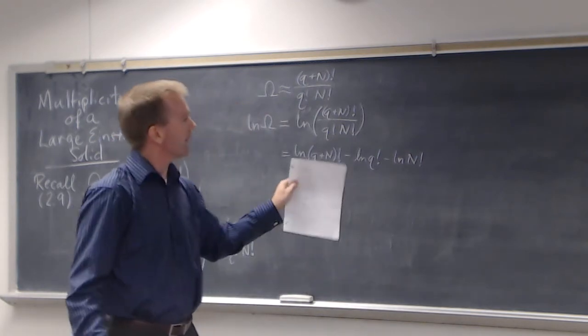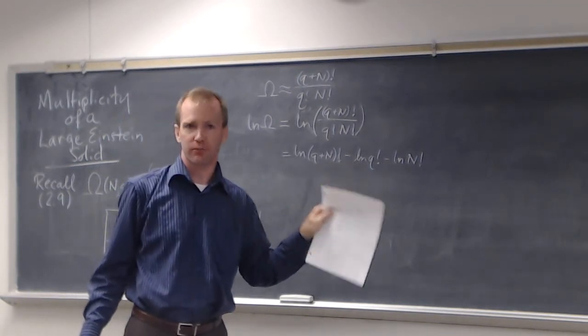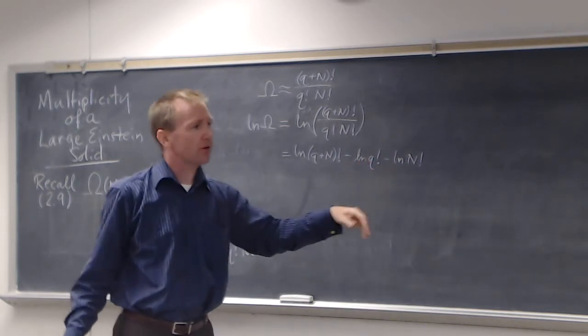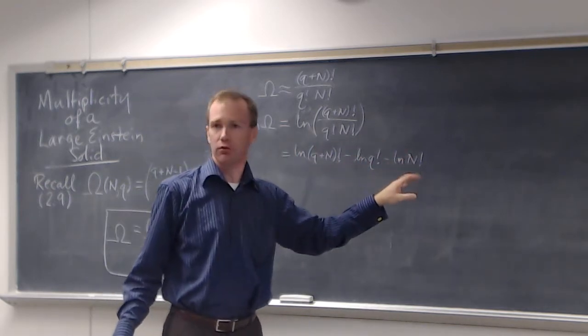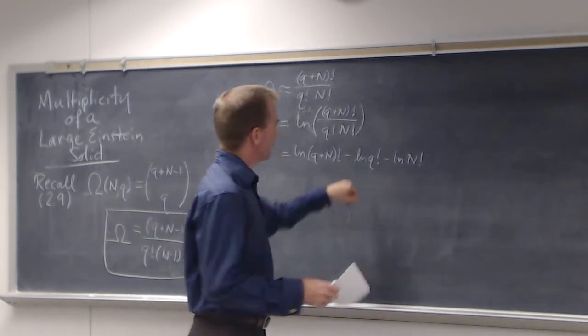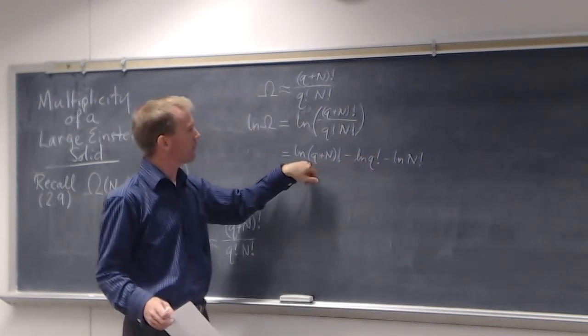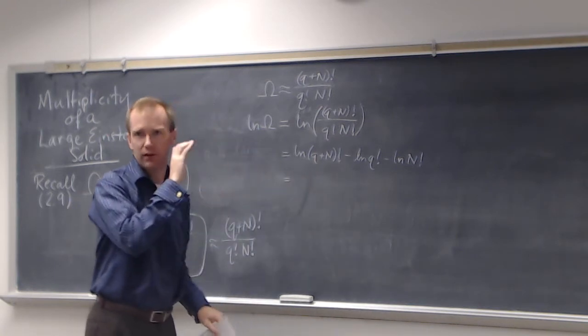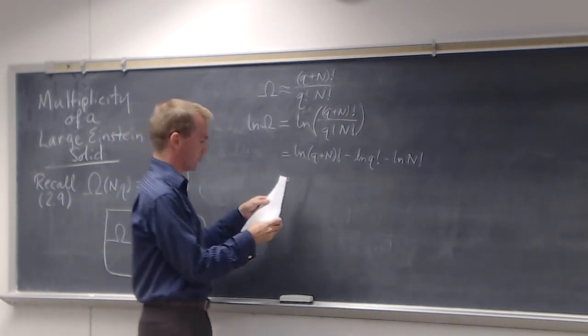Okay. From that last term in Stirling's approximation, the last step of that, I know that if I have n as a large number, then the natural log of n factorial is approximately n log n minus n. The same thing applies for q, the same thing applies for q plus n. So for each of these, I use that last form of Stirling's approximation.